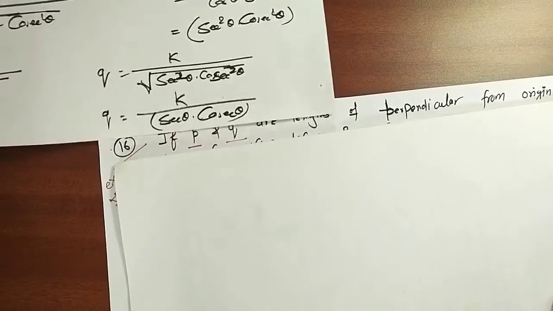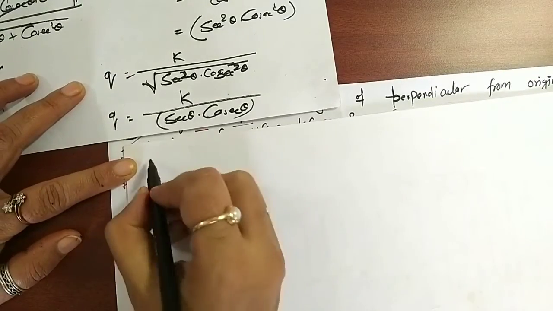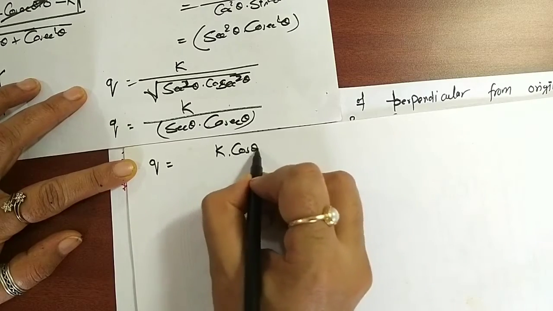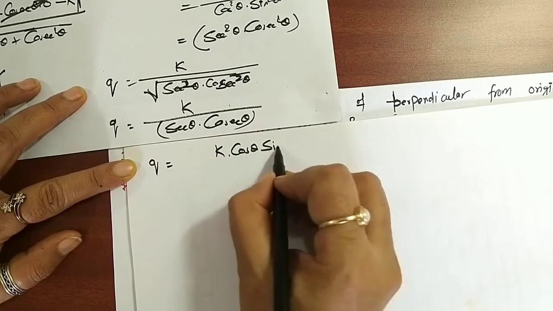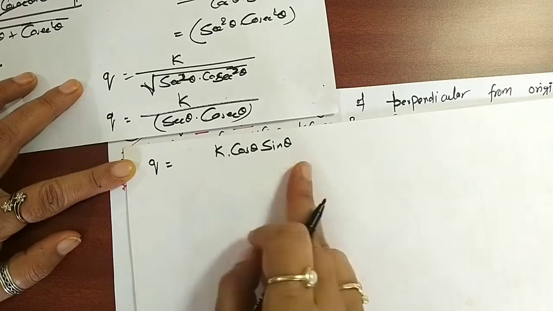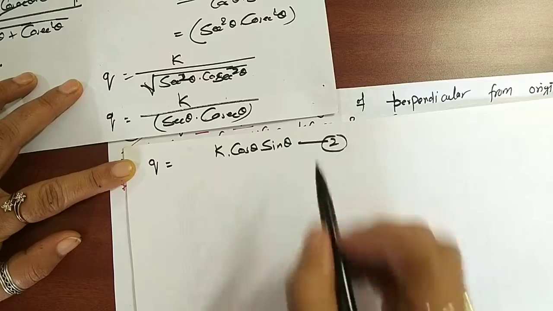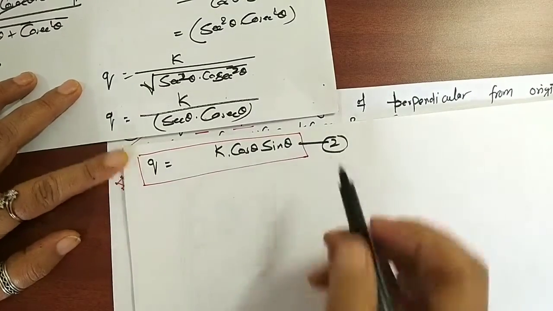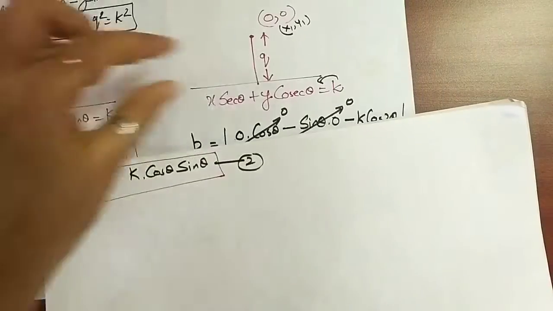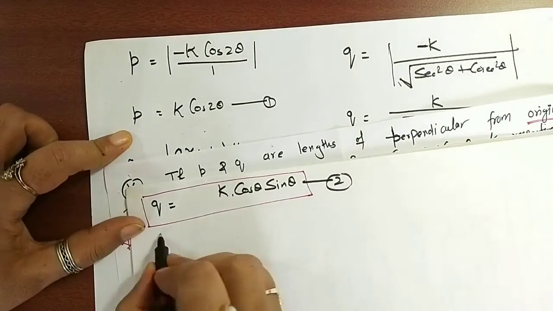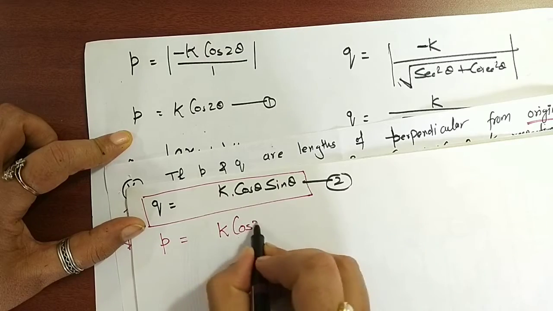So what I can do is, q will become k, what is 1 by sec theta? It is cos theta, and 1 by cosec theta is sin theta. Okay, so this is the simplest possible form that I can get. So now I got q here, which is the length of the perpendicular. This is my q. And what was p that I got? P was this, if you remember. So p was k cos 2 theta.